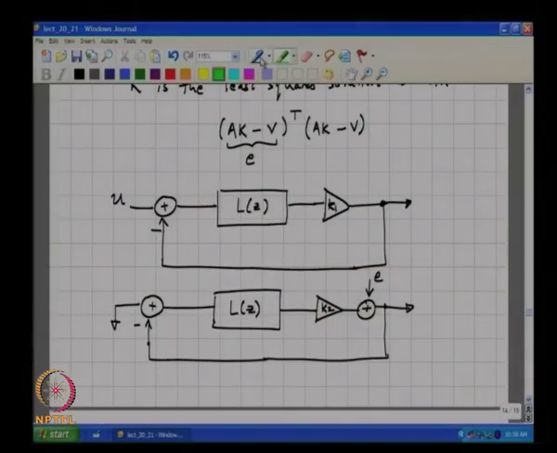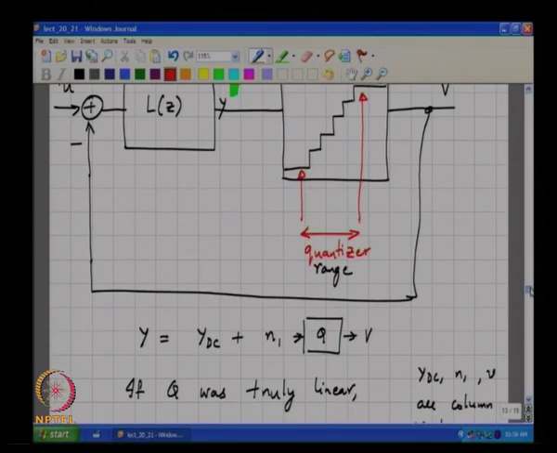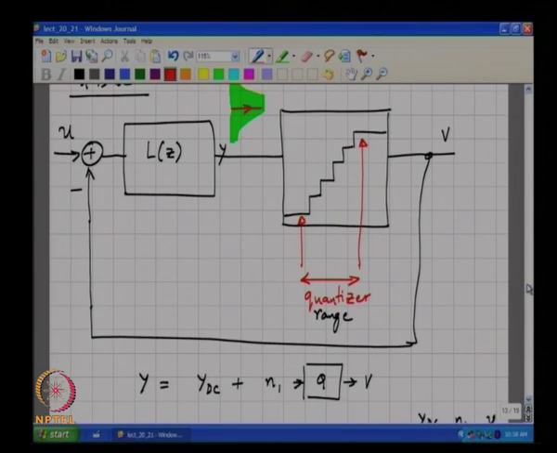So the two systems will be different. This is the linear system corresponding to the input, and this is the linear system which models the way quantization noise flows in the loop. This kind of analysis, where you take a nonlinear system and approximate it by its linear part and some error, is what is called describing function analysis.